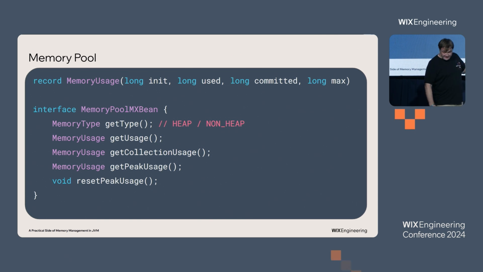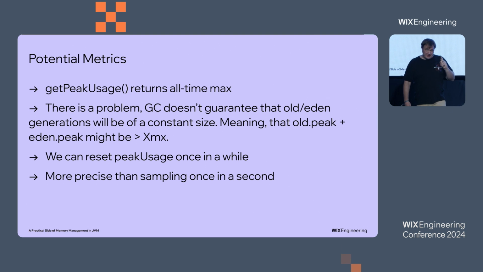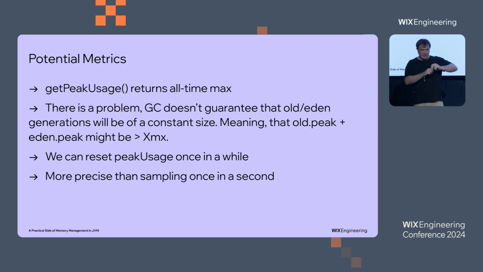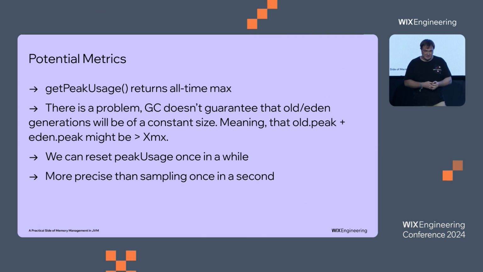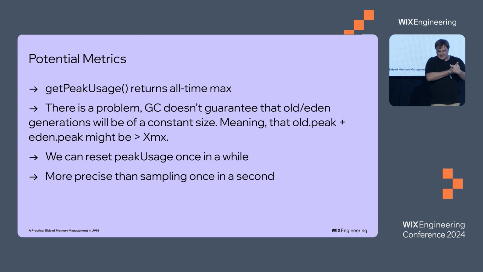And also we have peak usage. getPeakUsage actually returns the maximum throughout the lifetime of the JVM. It is calculated by the JVM itself. So whenever the JVM collects garbage, it gets the current usage and chooses the max.